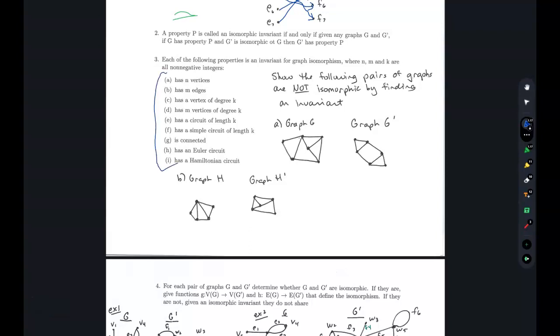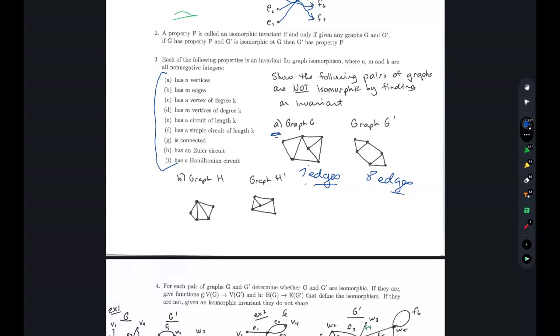So these are the invariants. For part A, what's different about these two graphs that's going to stop it from being an isomorphism? There are many ways you could do it, but I noticed that this has 7 edges and this has 8 edges, so there's no way there's going to be an isomorphism. That's called the invariant.